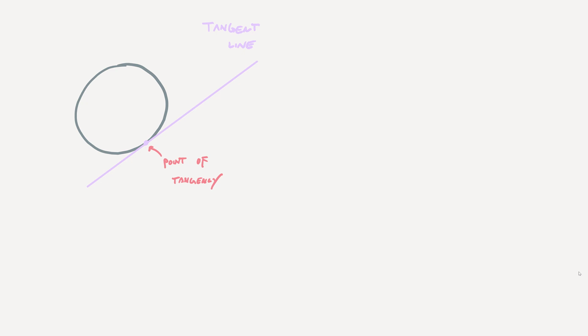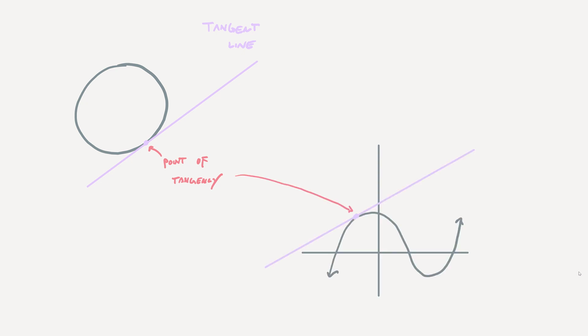Now, in this class, we're not going to talk too much about circles because on the Cartesian coordinate system, those are not even functions. It fails the vertical line test. But instead, we can apply the same idea to a curve. So a curve has many different tangent lines. In fact, it has infinitely many tangent lines.